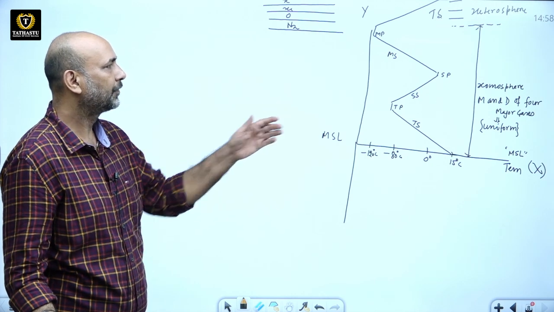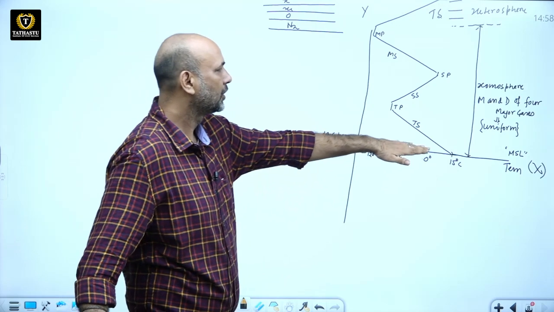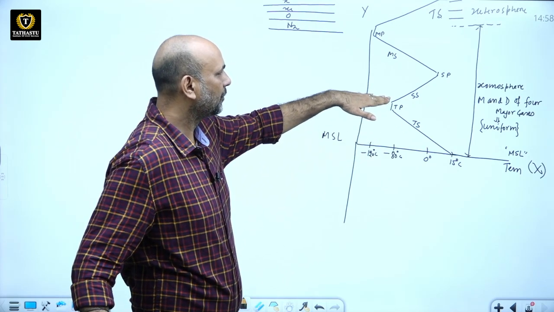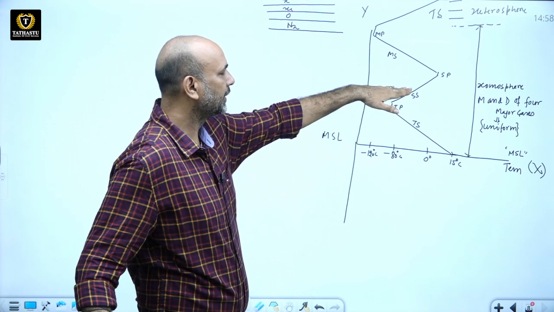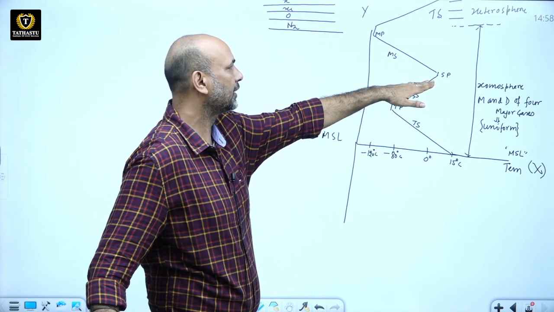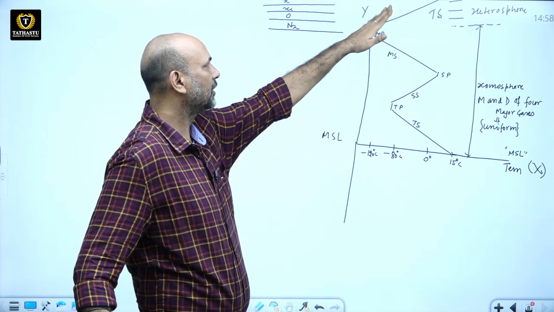Shall I describe the 4 major layers and their properties? Diagram is understood. Troposphere, temperature declines. Then tropopause, temperature is constant. Stratosphere, temperature increases. Stratopause, temperature constant with altitude. Mesosphere, mesopause and thermosphere.